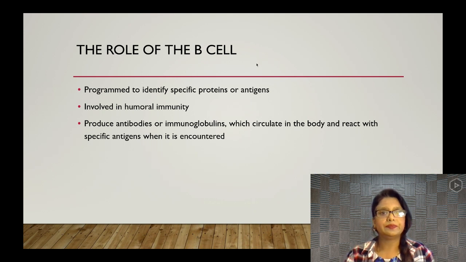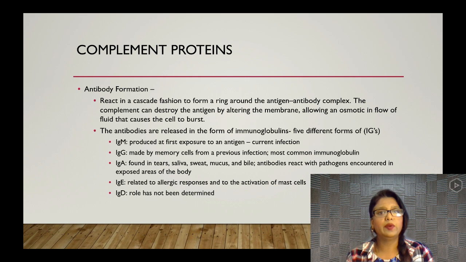Role of B cells. B cells are programmed to identify specific proteins or antigens involved in humoral immunity and produce antibodies and immunoglobulins, which circulate in the body and react with specific antigens when encountered. So B cells are another type of cells. They come under humoral immunity. Complement proteins. So antibody formation.